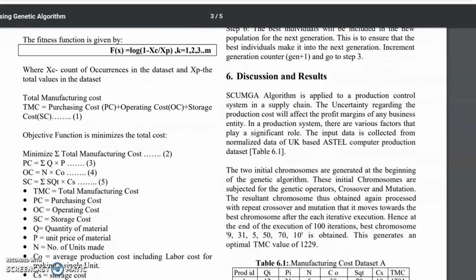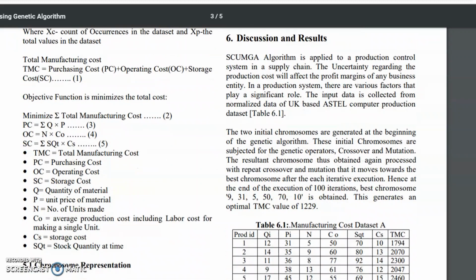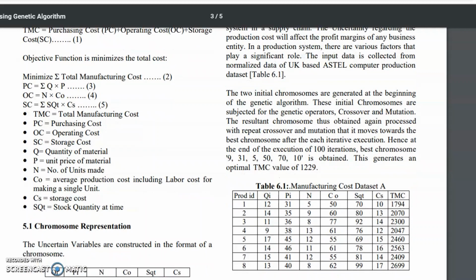So the discussion and result is that this algorithm is applied to production control system. Uncertainty is found and it is affecting the profit margin. The input data is real time from UK based Astel computers. We got the input. This is the table that I am showing, and from this table we are generating a new set of solutions for every generation, and at the end of 100 iterations the best chromosome of 9, 31, 5, 50, 70, 10 is obtained. This is generating an optimal value of 1229. So it's an optimal value, a total manufacturing cost considering all the uncertainty factors.